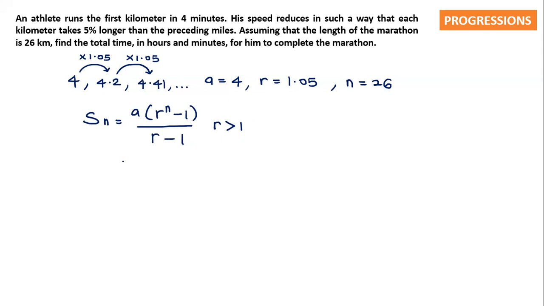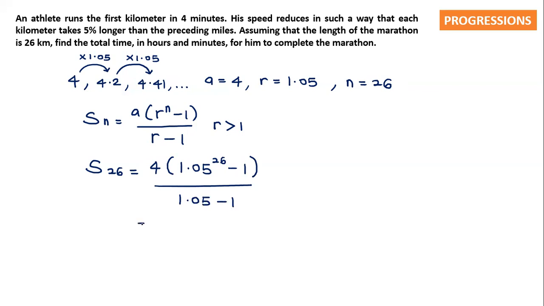Now, settle class. We're going to substitute all the values inside this formula. So we're going to get S26, because here your n is 26. So we're going to total all the terms. That means your A is 4, your R is 1.05, with your n being 26, minus 1, and divide by 1.05 minus 1. Try to get the answer first. The answer will be in minutes, class.